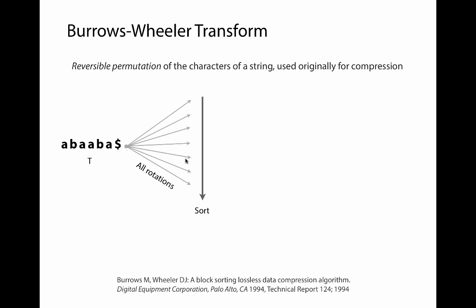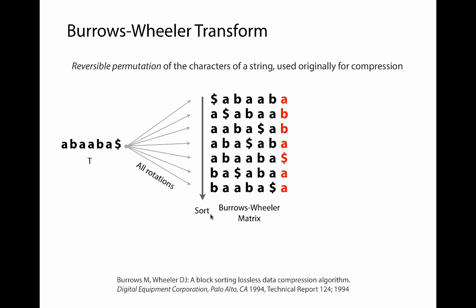We'll take all the distinct rotations of t and then sort them lexicographically, and what we get is a matrix like this, which is called the Burrows-Wheeler matrix. Every row of this matrix is a rotation of t, as you can see. Then the Burrows-Wheeler transform is simply the final column of this matrix, read off from top to bottom. So the Burrows-Wheeler transform of t is A, B, B, A, $, A, A. That's the Burrows-Wheeler transform.